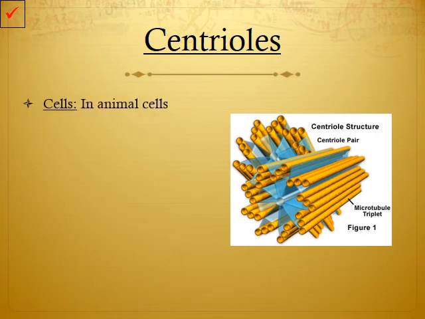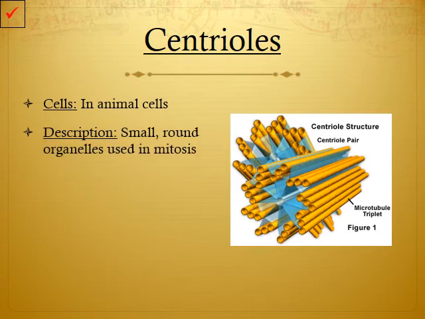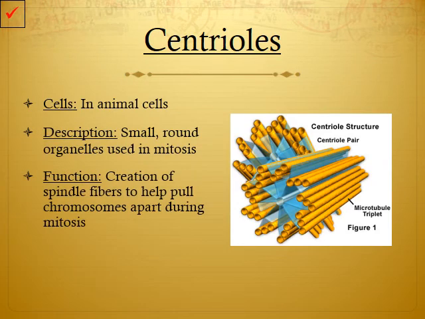Centrioles. Now centrioles are found primarily in animal cells. And these are small round organelles that are used in mitosis. So the function here is the creation of spindle fibers, which are going to help pull chromosomes apart during mitosis. Now what that means is when the cell goes through mitosis, we actually have to separate the DNA. And these centrioles help do that. We'll talk more about it once we actually get to mitosis and meiosis, don't worry. Just giving you a heads up.